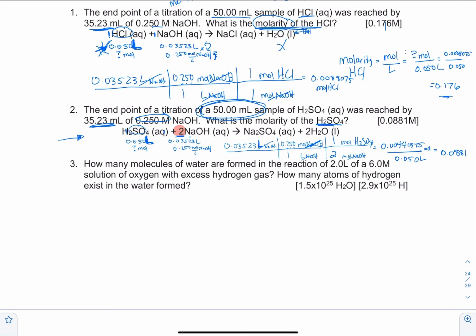So you can see how coefficients make a difference. This was 1, and I got that answer, but then this one, it's half. Like the coefficients really matter. You got to get them right.